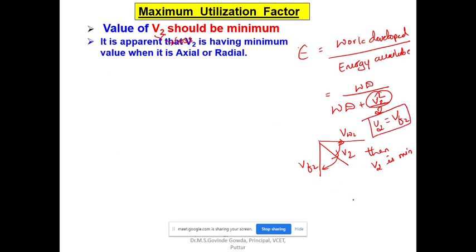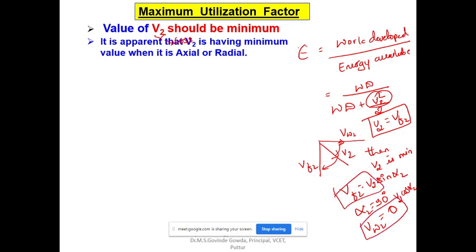So what is VF2 given by generally? VF2 is given by V2 sine alpha 2. Now if alpha 2 is 0, then VF2 becomes 0. Otherwise, if alpha 2 is 90 degrees, then VF2 becomes equal to V2. So alpha 2 should be equal to 90 degrees. If alpha 2 is 90 degrees, our VW2 becomes 0. VW2 is V2 cos alpha 2, and cos 90 is 0. Therefore VW2 becomes 0 and V2 equals VF2. That will be the condition.